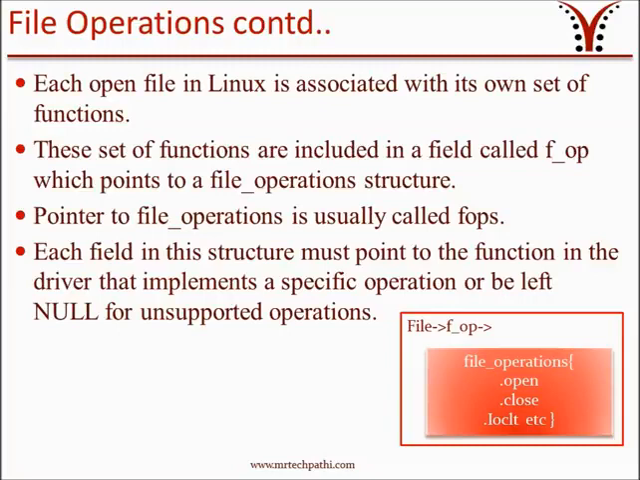Each field in this file operations structure must point to a function in the driver that implements a specific operation, or be left null for unsupported operations. This small diagram will give you a clear picture of how the file and file operations are associated. If you consider this as an open file in Linux, it contains a field f_op that points to file operations structures, which again carries the function pointers to the functions which the driver supports.